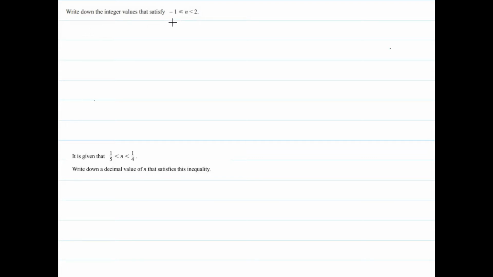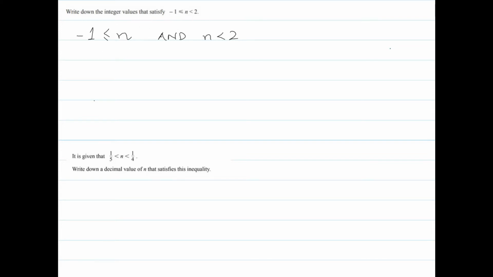If you want to understand this statement, then it is better to split this statement into two parts. How will you write it? You can write it as -1 is less than or equal to n, and n is less than 2. So using the term in the middle, you can split this into two meaningful sentences.